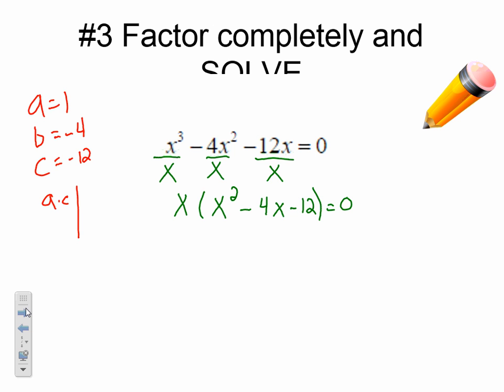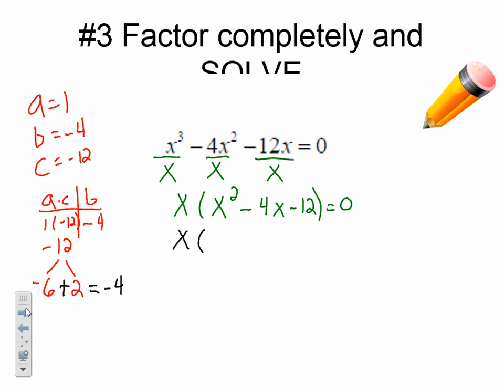A times C has to add up to B. So 1 times negative 12 gives negative 12. Two factors here, negative 6 and 2. If I add those together, I get negative 4. So I'm going to rewrite my problem.